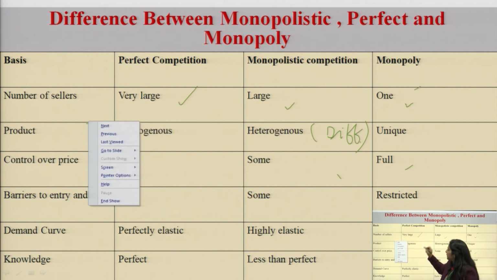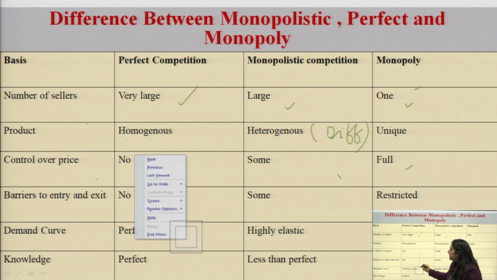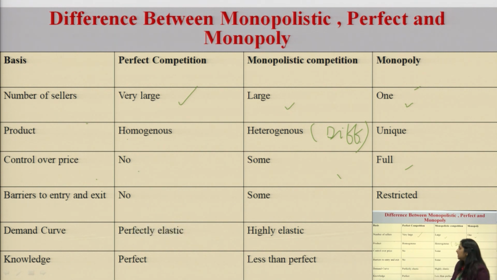There are no barriers to entry and exit under perfect competition, here there are some barriers, and here it is restricted, no new player can enter. Demand curve is perfectly elastic, which means it is parallel to the x axis. Here the demand curve is highly elastic, the slope is higher, it is flatter. Here the demand curve is inelastic, it is steeper. Knowledge: under perfect competition the sellers and buyers have perfect knowledge, here they have less than perfect knowledge, and here they have imperfect knowledge of the market.